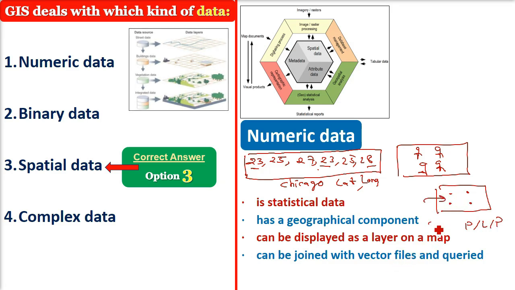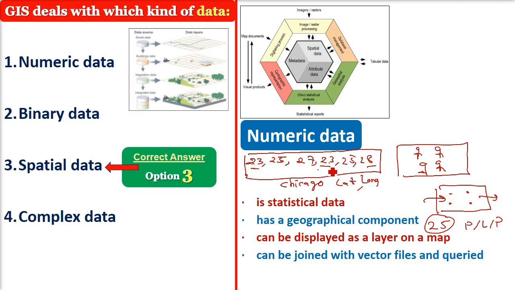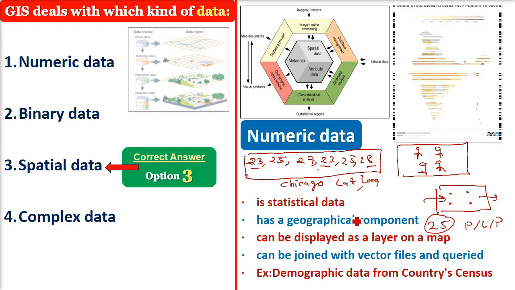Alright. So just query on it. How many kids are above 25 years of age? How many of them are below 23 years of age? All these can be queried on this vector file, which is a point vector file here.